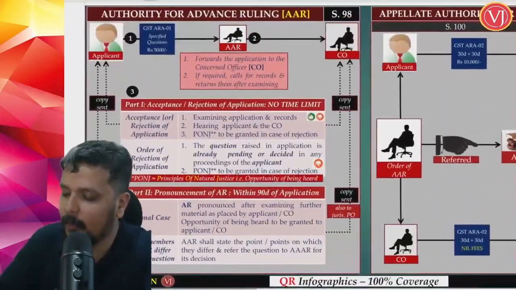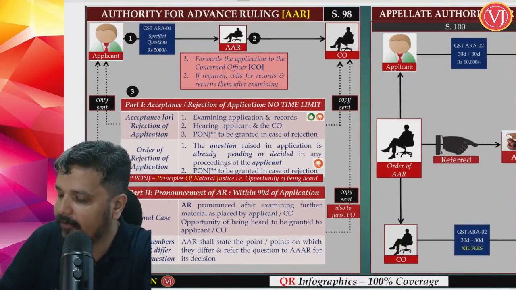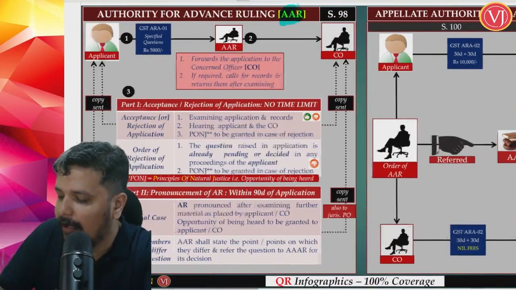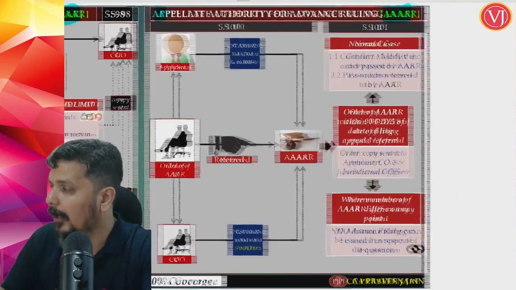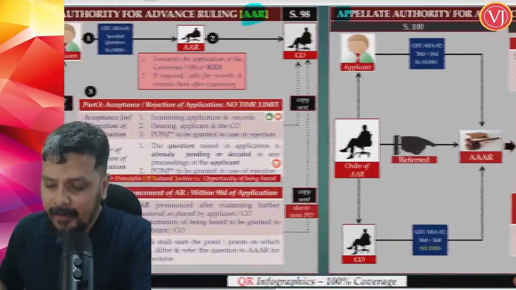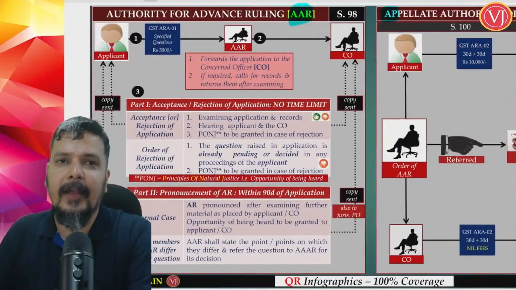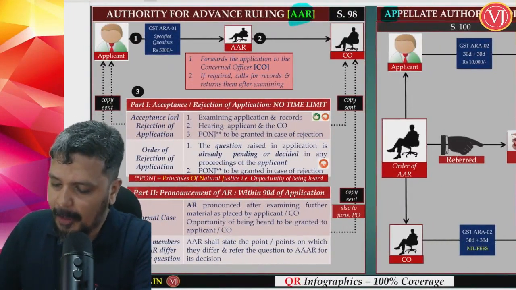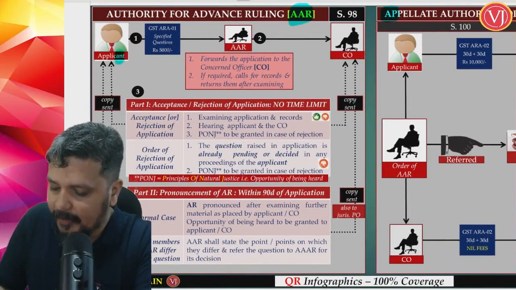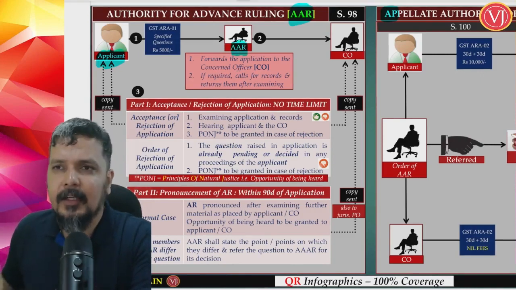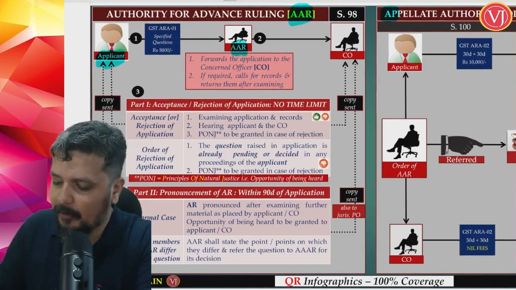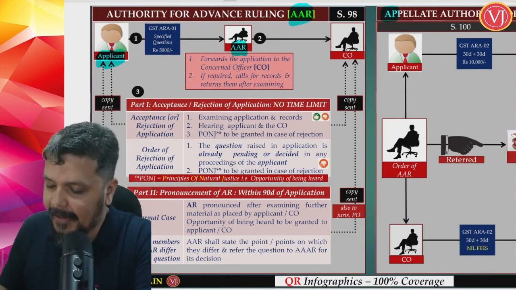Now, as I said, there are two authorities. One is A square R, which is the Authority for Advance Ruling. The next level is A cube R, which is the Appellate Authority for Advance Ruling. When you go, the first step is always A square R. So the applicant is going to make an advance ruling application to A square R. You have to apply in a particular form: Advance Ruling Application 1, ARA 1.